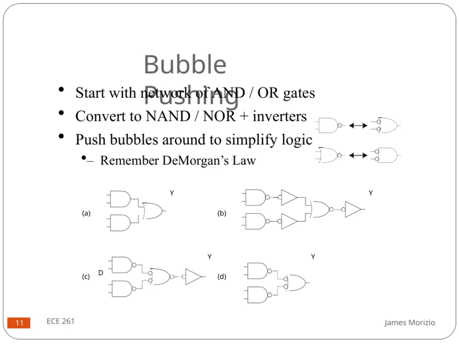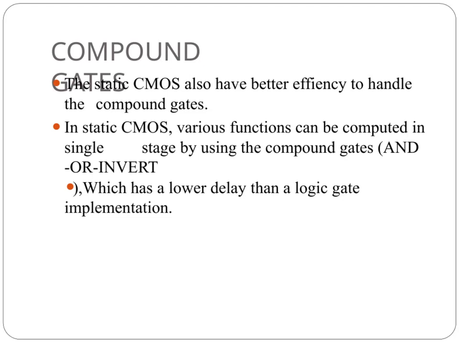Now, let's talk about compound gates in static CMOS technology. One of the key advantages here is efficiency. Static CMOS handles compound gates more effectively compared to basic logic gate implementations. Essentially, compound gates allow us to compute multiple functions within a single stage, like combining AND/OR and invert operations together. This integration reduces the overall delay because the signal doesn't have to pass through several separate gates. By using compound gates, we achieve faster performance and more streamlined circuit designs, which is crucial for optimizing speed and power consumption in modern electronics.